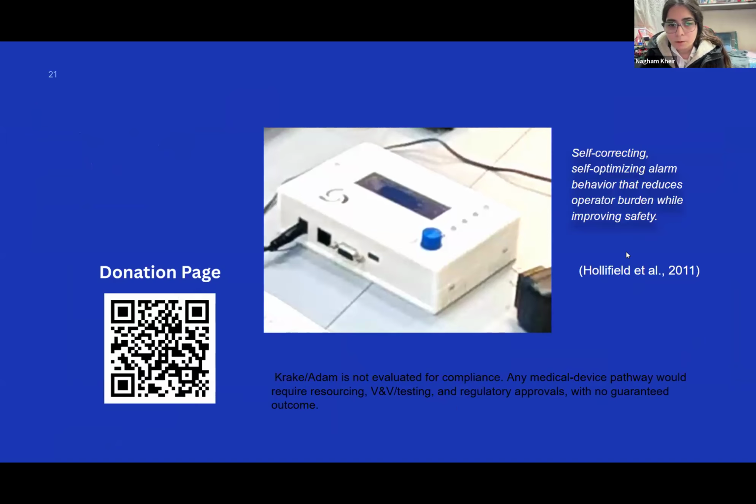All right. So we're ending up with Krake. This is the legacy design of Krake, and we will soon have the new enclosure presented and added to the website.